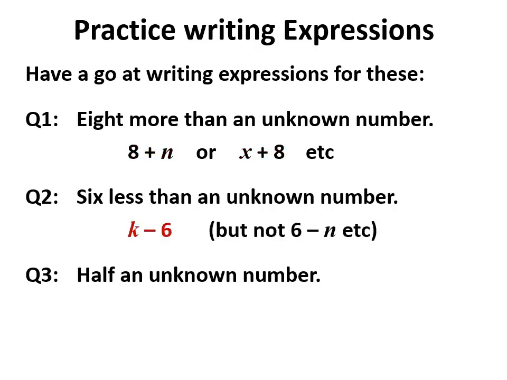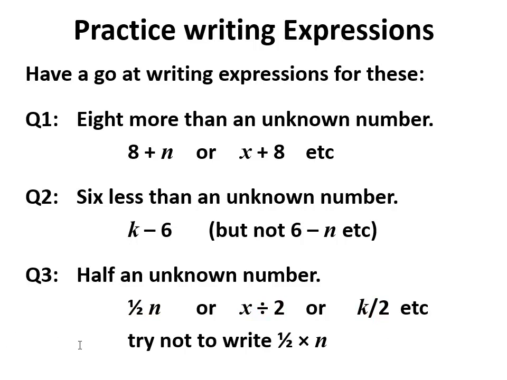6 less is our unknown number taking away 6. Not taking away the unknown number, taking away 6. 6 less than whatever the number k is. And often there's multiple ways of writing these things. Some are better than others. Half an unknown number is half the unknown number n. But there's also x divided by 2 or k over 2. In general, the first and the third of those are the better ones. Try not to write half times because it's just not how it's done.